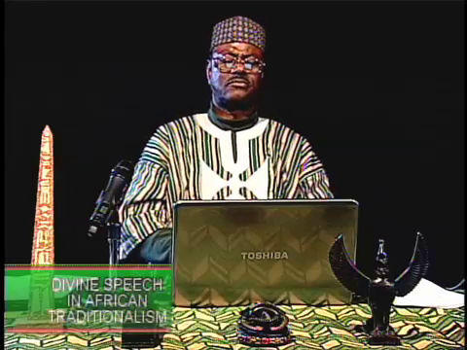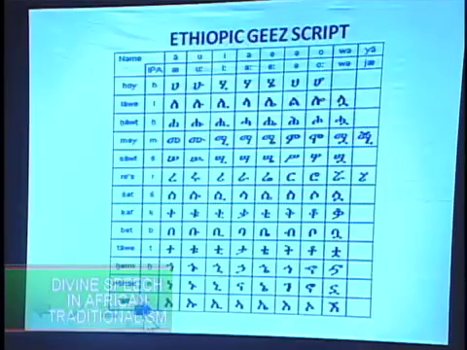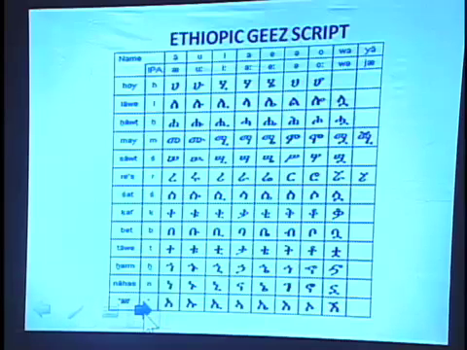Let us watch the next slide. This is the Ethiopic Ge'ez script. This is from Ethiopia. And during this research, I found out that the writing in India was copied from this. So we have developed writing systems that other entities, other nationalities, other cultures have copied.